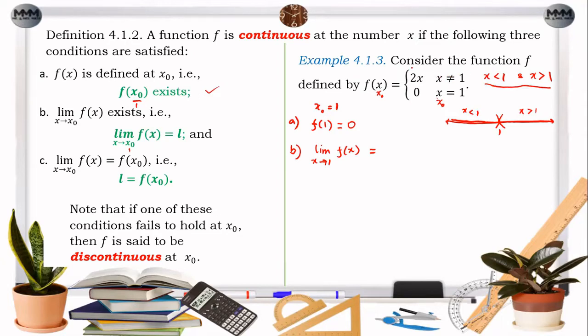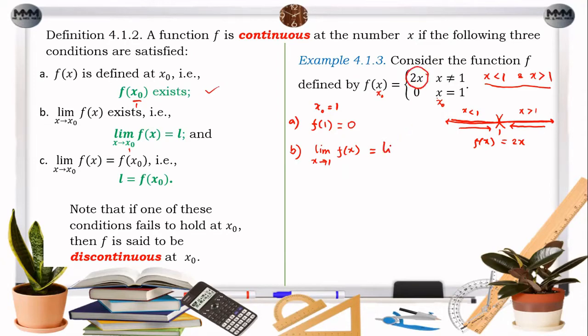For x not equal to 1, f of x is equal to 2x. Now here, if you are to find the limit of f of x as x approaches 1, we are to find the limit from the left and then from the right. So we're done with this already.